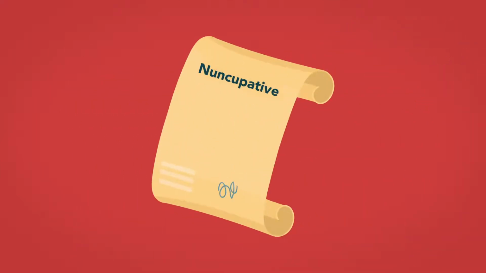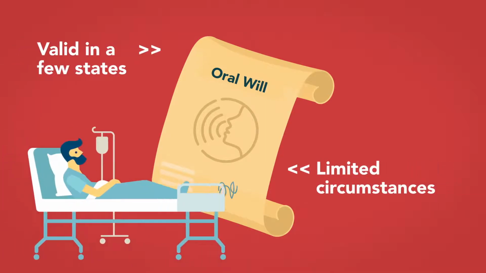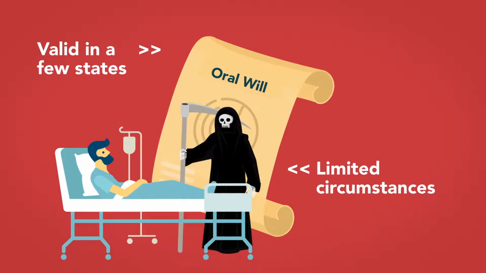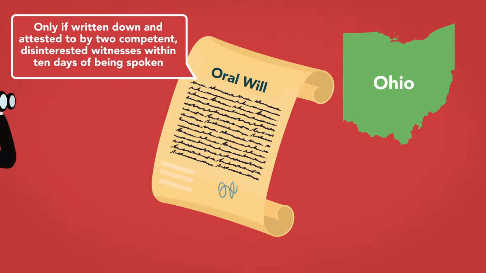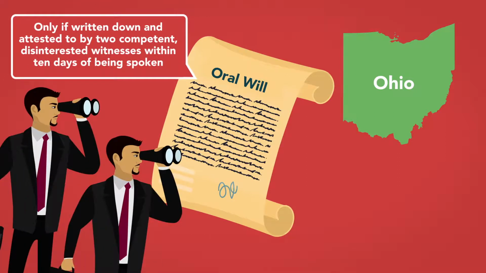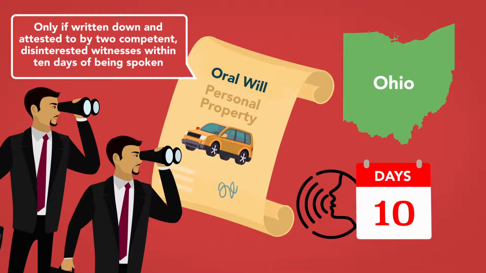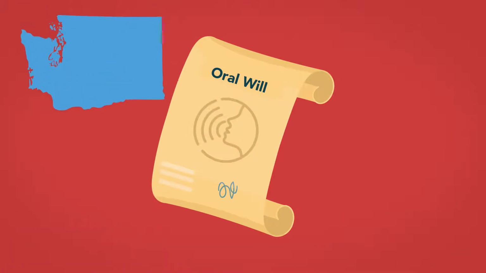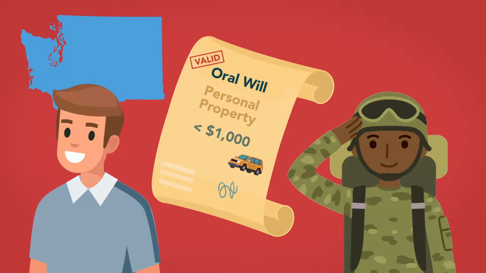By contrast, nuncupative or oral wills are valid in just a few states and only under limited circumstances, such as where the testator fears imminent death. Ohio recognizes oral wills, but only if written down and attested to by 2 competent, disinterested witnesses within 10 days of being spoken, and only with respect to personal property. Under Washington law, oral wills are valid if made by a member of the armed forces or by any other person for personal property less than $1,000 in value.